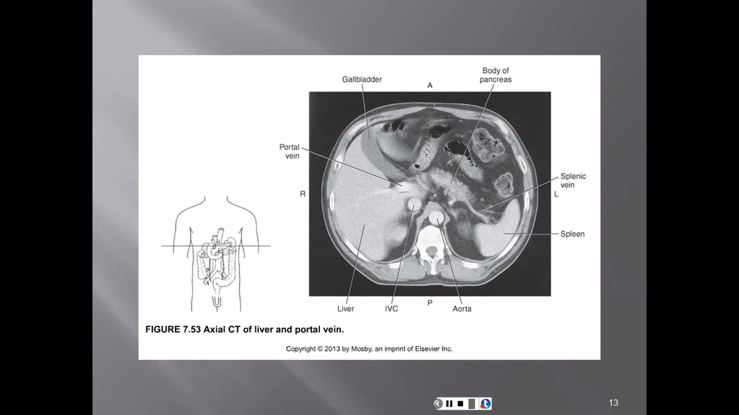This is a CT axial image of the liver and portal vein. This is how the portal vein is depicted on a CT image. This is, of course, highlighted by the use of intravenous contrast material. This image can be found on page 423. On this image, we should be able to identify the gallbladder, the liver, the adrenal gland, the left adrenal gland, the spleen.